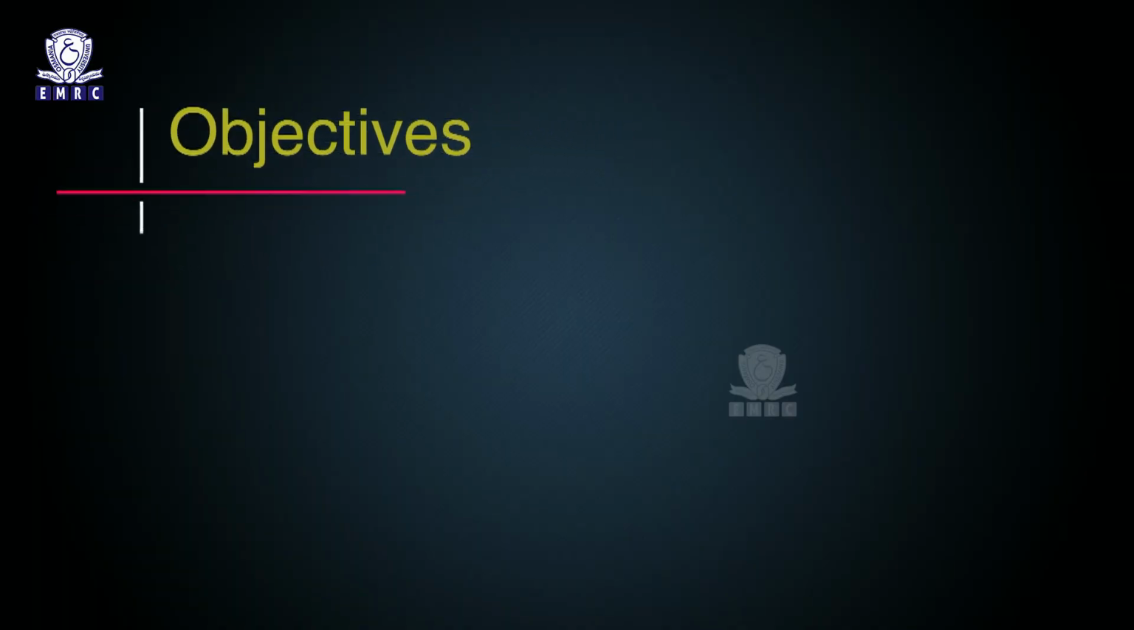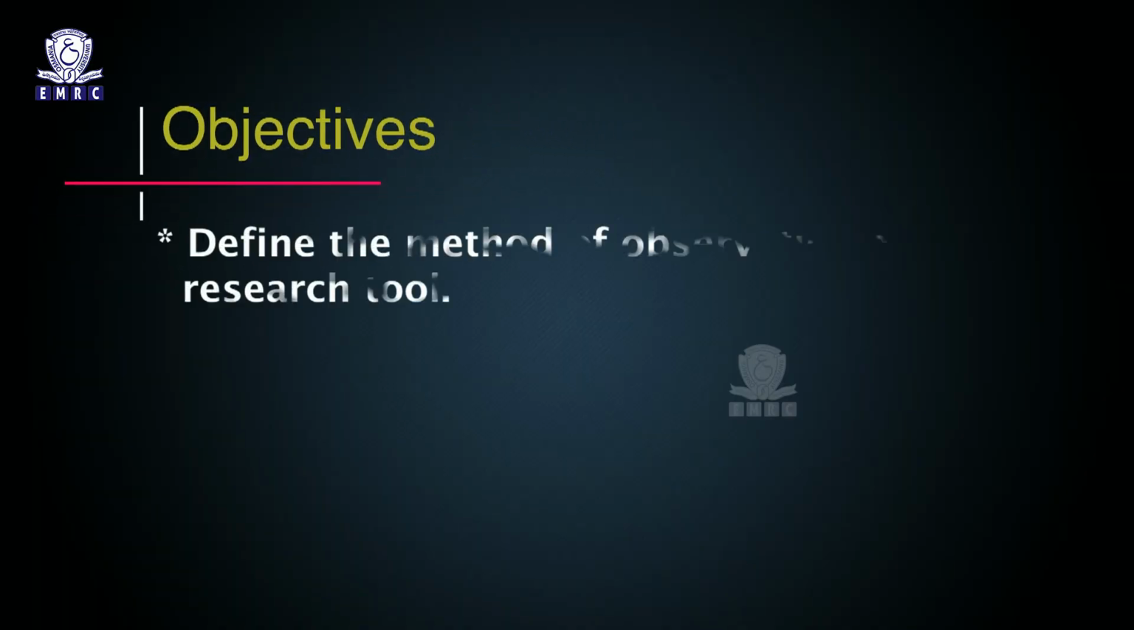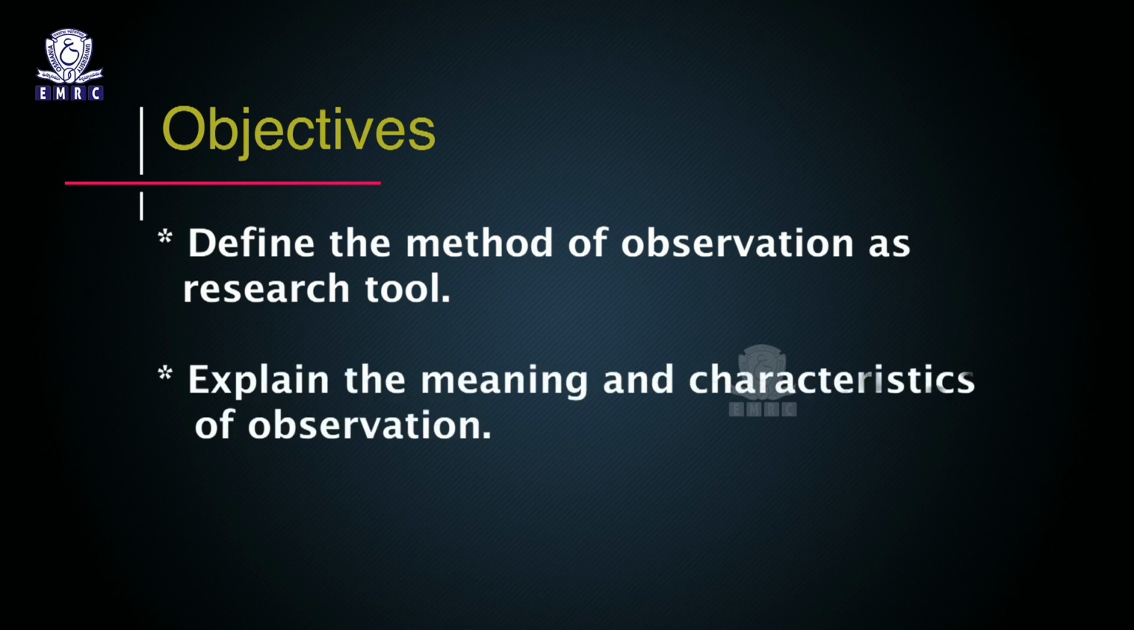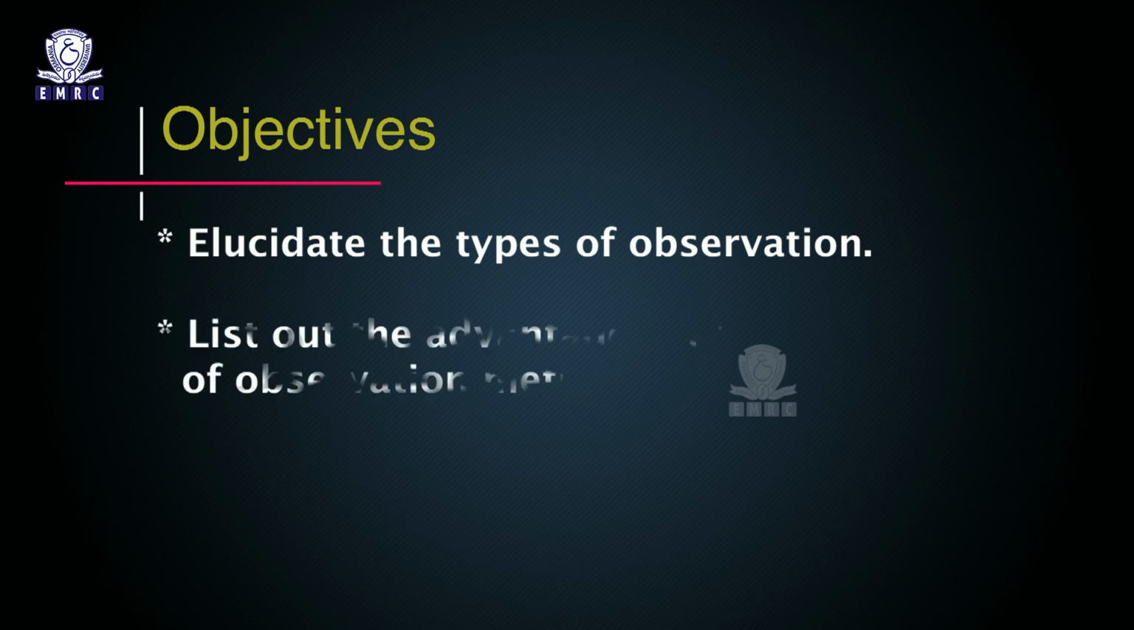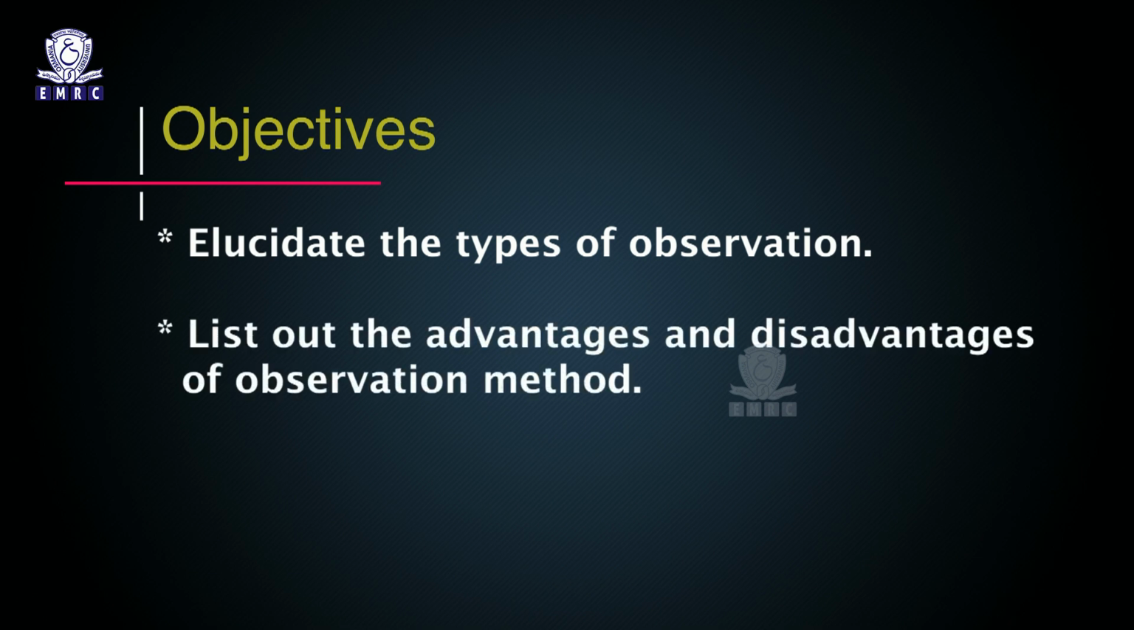Now, the objectives for the lesson. The lesson will help the students to first, define the method of observation as a research tool. Second, explain the meaning and characteristics of observation. Third, elucidate the types of observation. Fourth, list out the advantages and disadvantages of the observation method.